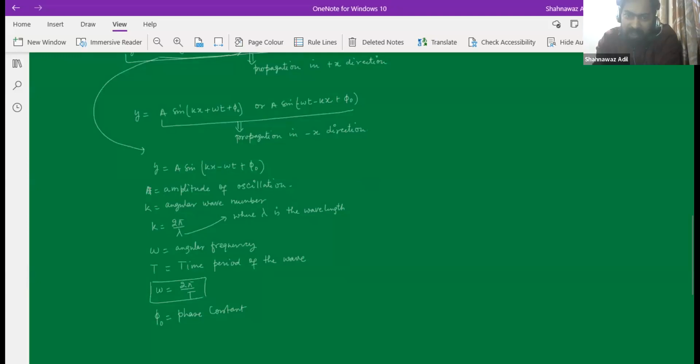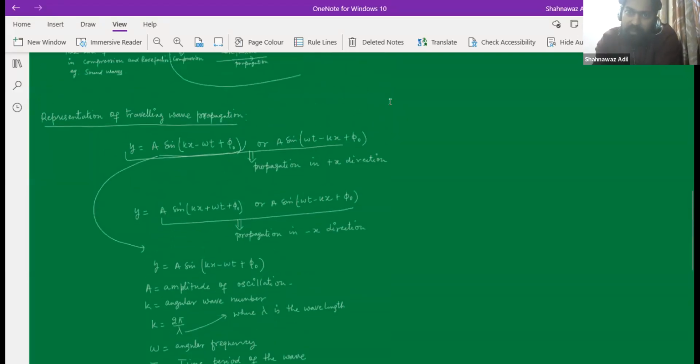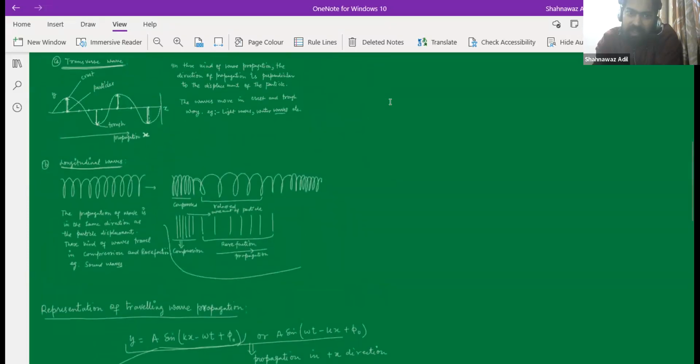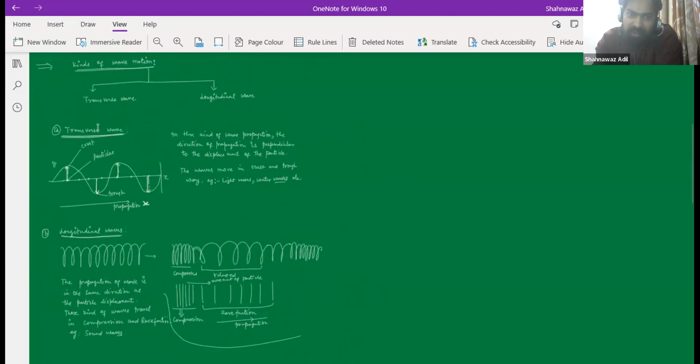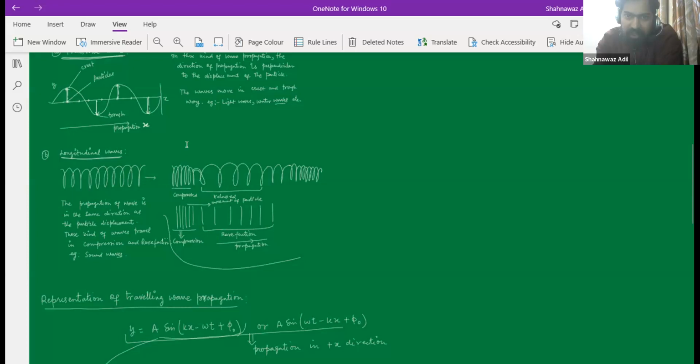Parameters of that. So A was the amplitude, K was the wave number, then frequency, and then time period, everything we talked about in the last class, right? And we also know what the transverse wave was and what the longitudinal wave was. Transverse wave, when the wave propagates in crest and trough, that is the transverse wave, and then we have the longitudinal wave, right?